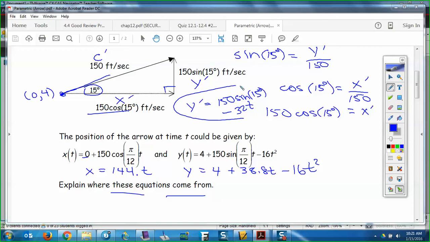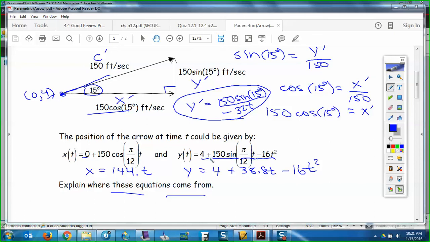So now if y prime is that, then we would do the antiderivative of that. Right? So the antiderivative of that would be, okay, that's just a number. So what's the antiderivative of a number? The number with a t on it, right? So it'd be 150 sine 15 degrees times t. What's the antiderivative of negative 32t? Negative 16t squared plus c, which is your initial height, which was 4, and that's why the 4 is in it.